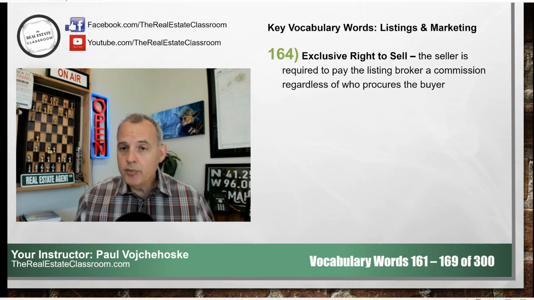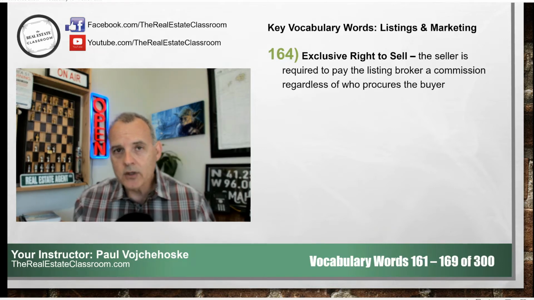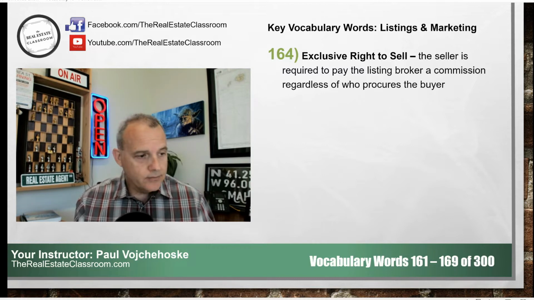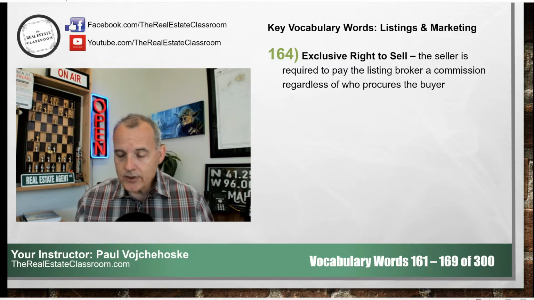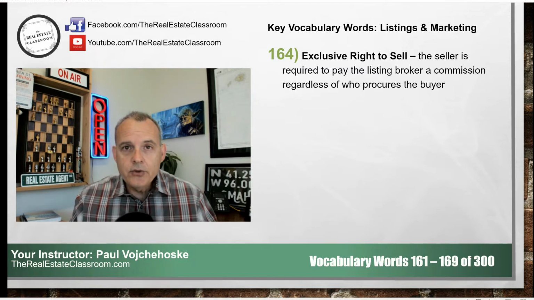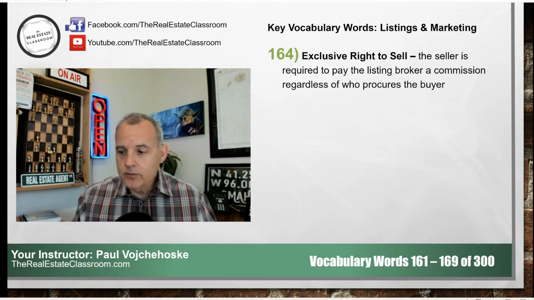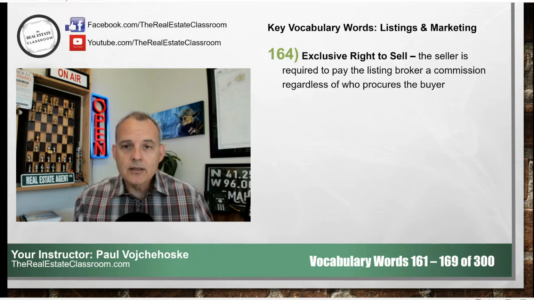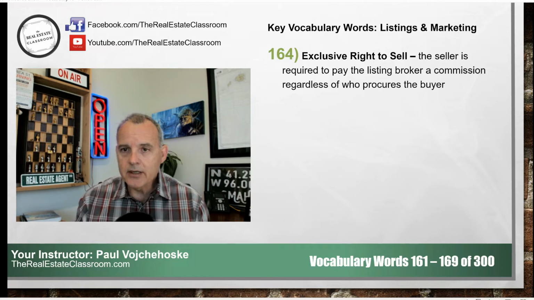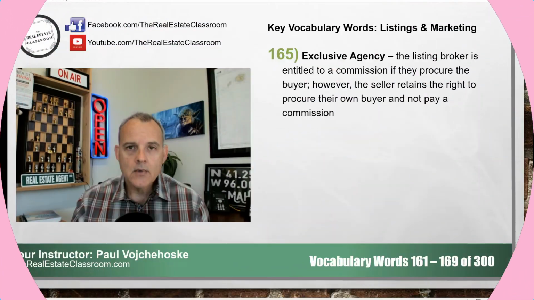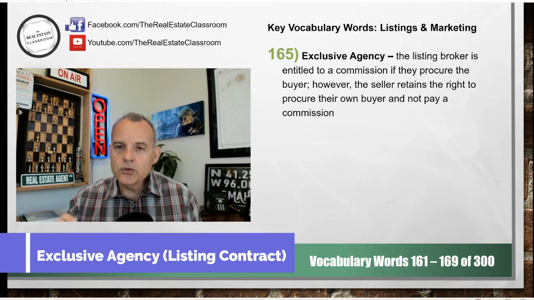So it could be where the seller does their own open house on a Sunday. There is a buyer that comes through that open house, and maybe the seller sat down with that buyer and wrote up the contract, basically didn't even use the listing agent. Once that buyer and seller agree using that homemade contract, guess what? The broker still gets paid a commission even though they weren't involved in it. That's because under exclusive right to sell, the seller is obligated to pay a commission no matter who or where that buyer is procured.